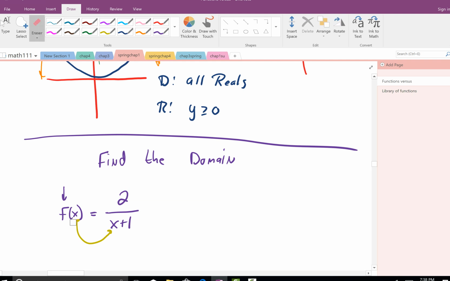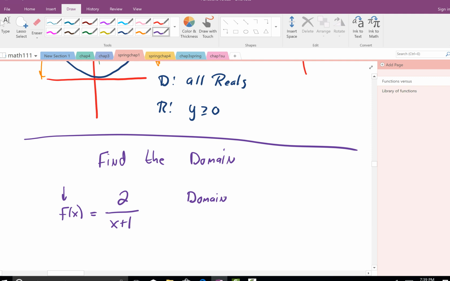F of x equals 2 over x plus 1. To find the domain, now you could graph it in Desmos, and I'm not going to fault you, because I just told you at the beginning of class that you can use Desmos as a tool on tests, quizzes, whatever. If I said that, I mean it. You can do it. But think about it. Is there a number that you can never divide by?